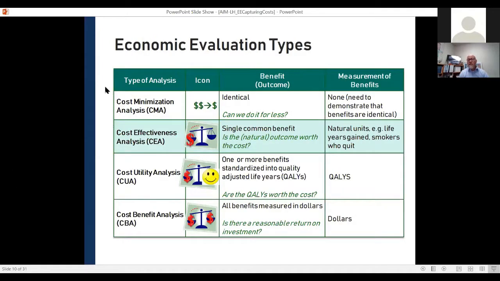So this chart here, this table summarizes the 4 main flavors of economic evaluation that we encounter in public health. There are, of course, many other subtypes, specialties within this.